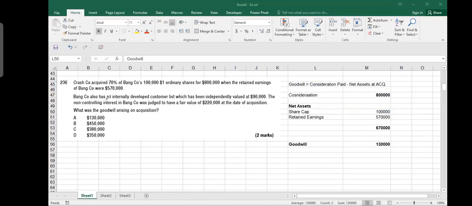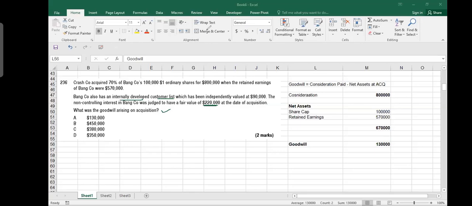It says that Bank Company also has an internally developed customer list, which has been independently valued at $90,000. Now, this is an intangible asset. It's a customer list and it is internally developed. Should you consider this as an intangible asset on the Bank Company balance sheet or not? The non-controlling interest in Bank Company was valued at a fair value of 220,000 at the date of acquisition. What was the goodwill arising on acquisition?